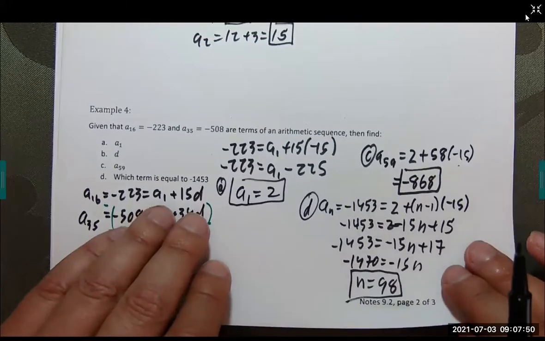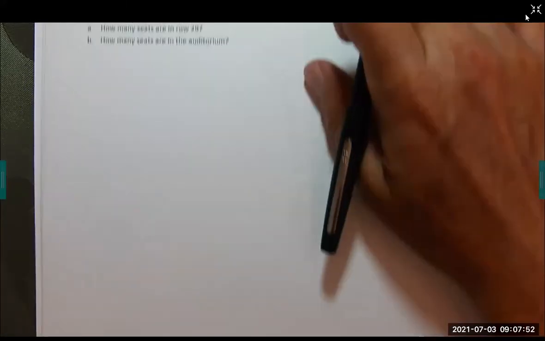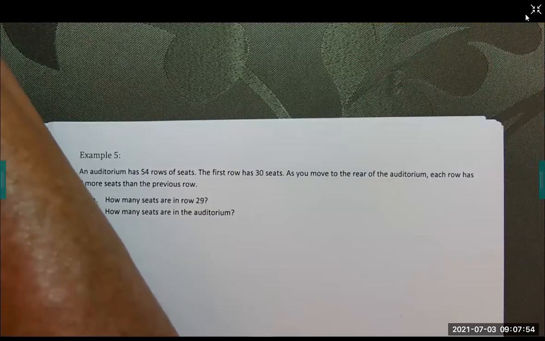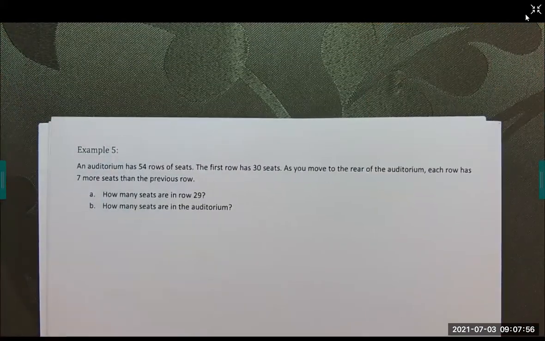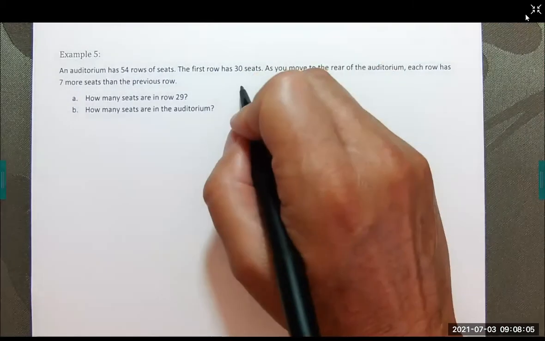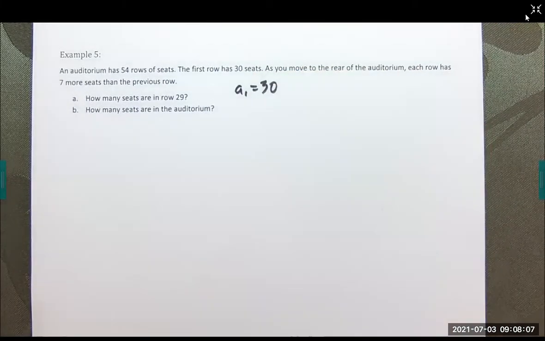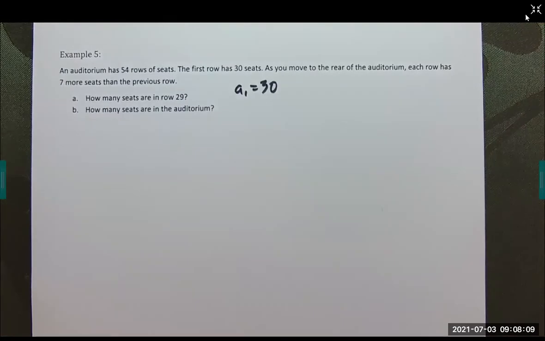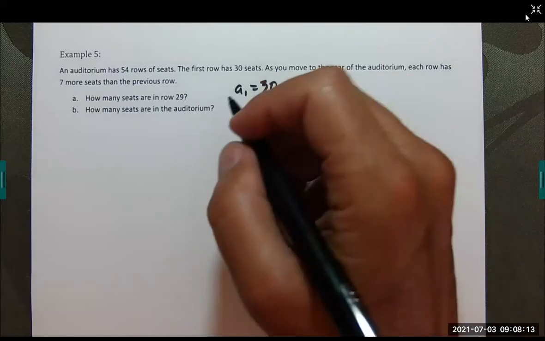All right. Lastly, we have an application. Example 5 here. An auditorium has 54 rows of seats. The first row has 30 seats. So let's start here. A sub 1 is 30. That we know for sure. Each row has 7 more seats than the previous row. That means that D is 7.